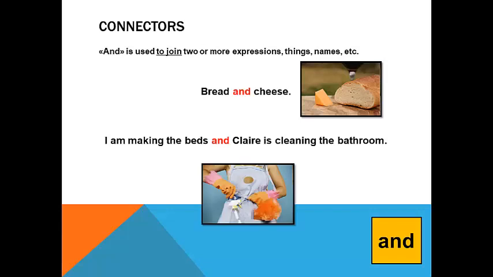And then we have the picture, making the beds and cleaning the bathroom.